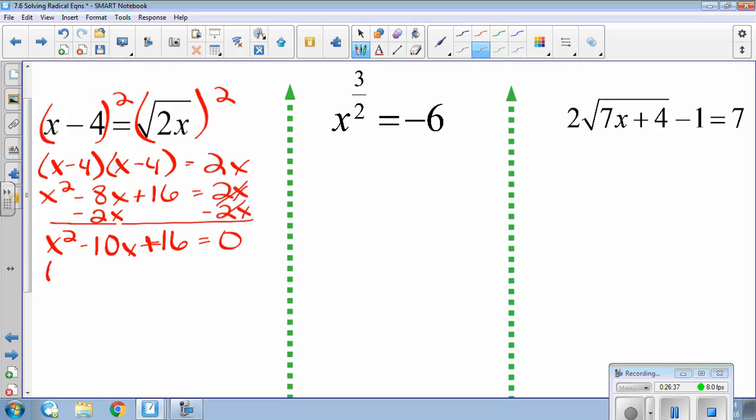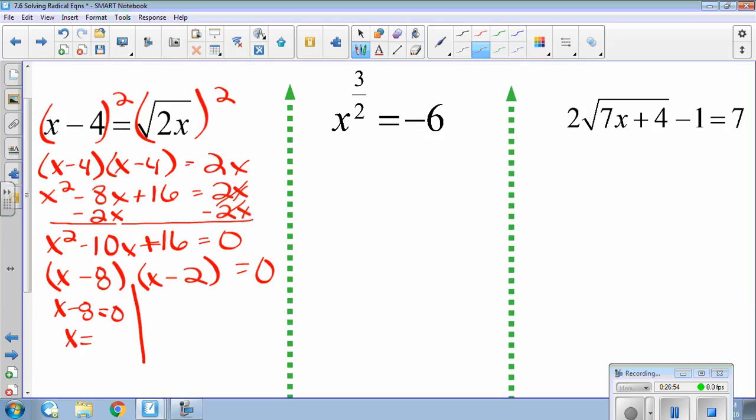Okay, so we factor that. The factors that multiply to equal positive 16, but when you add them, they equal negative 10, are negative 8 and negative 2. x minus 8 equals 0, so x equals positive 8. x minus 2 equals 0, so x equals positive 2. Now, you have two possible solutions. You have to check to see if they work. If you did that correctly, you would see that x equals 8 works, but x equals 2 does not work.